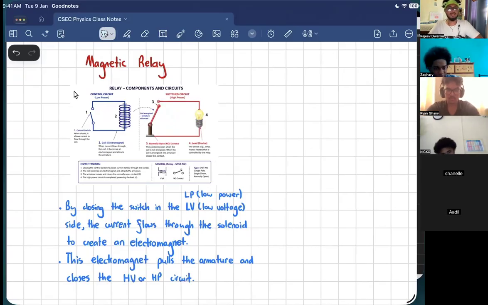Really not that hard. You energize the primary. You energize the low voltage side, it switches on the electromagnet, the electromagnet attracts the armature, and the armature closes the other circuit. Bam. Real easy. That's not hard.